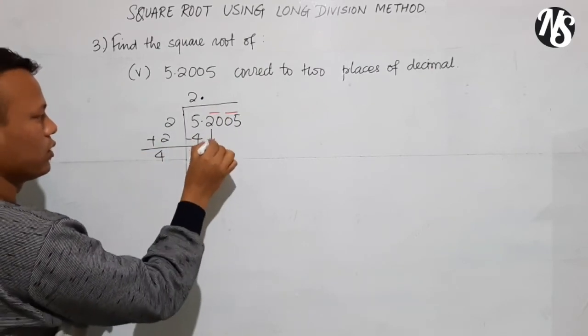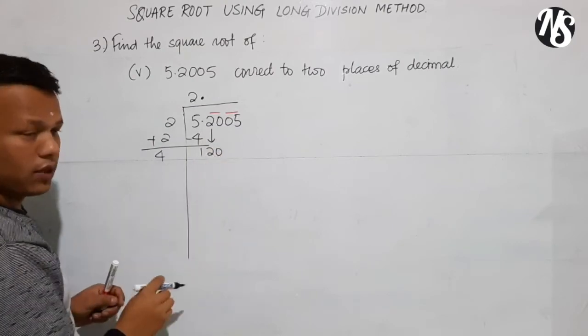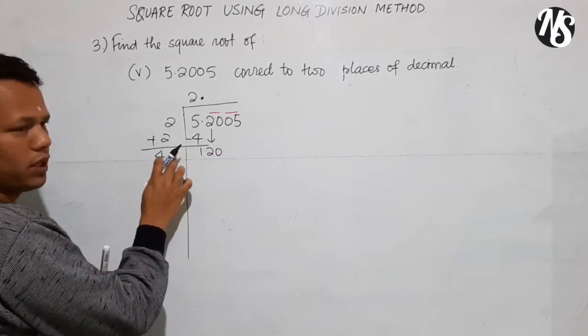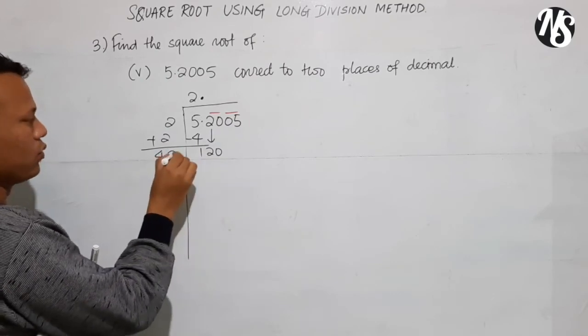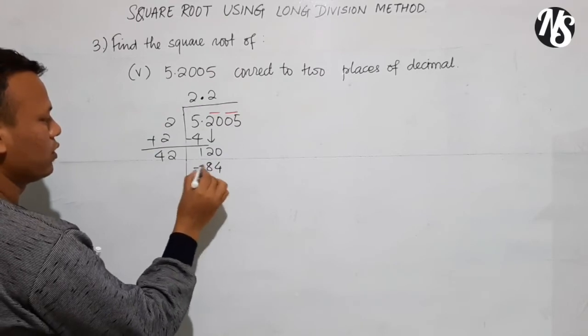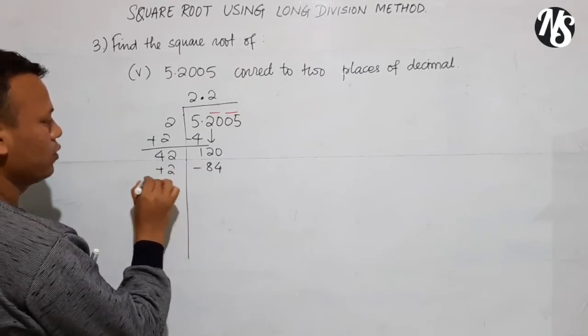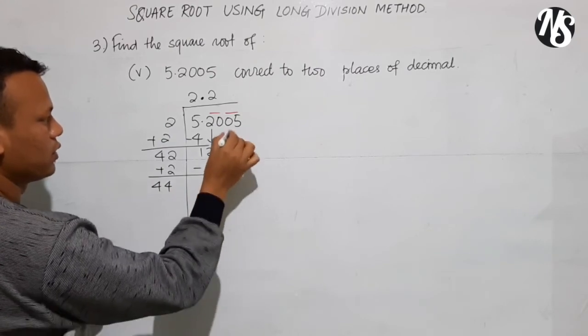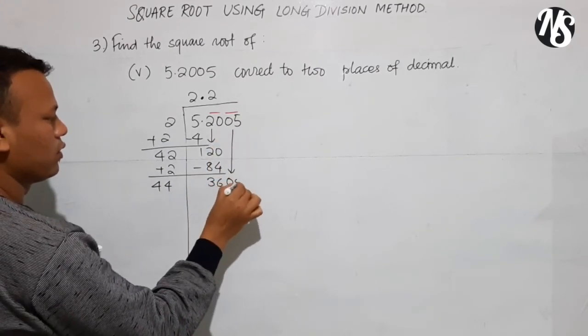Okay, so these 2 zeros come down. So 120 is there. So 4, 3, right? So if you write 3, obviously it will be greater than this. So write 2. Okay, so if you write 2, 2 gives you 84. Subtract. So here you have to add 2. You get 44. And here it becomes 36. So bring this. So you get this much.